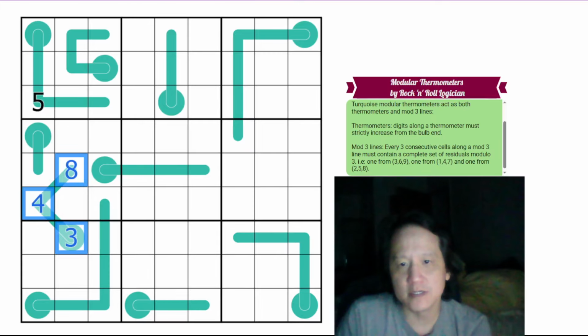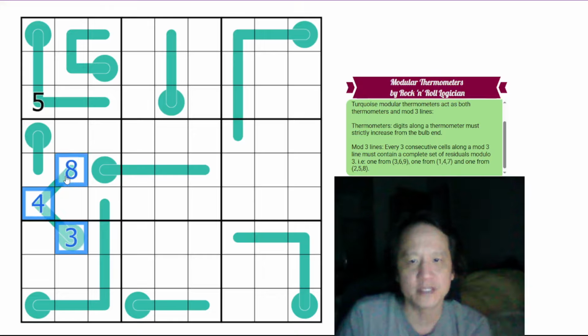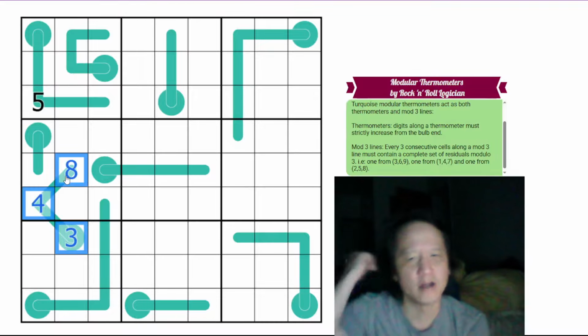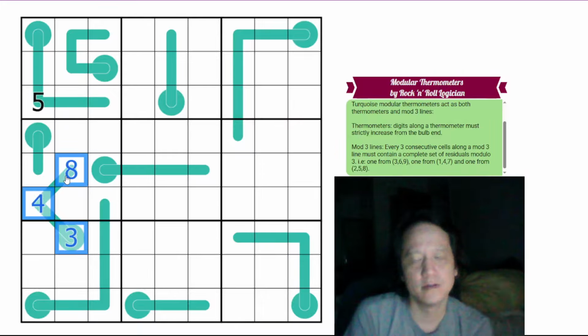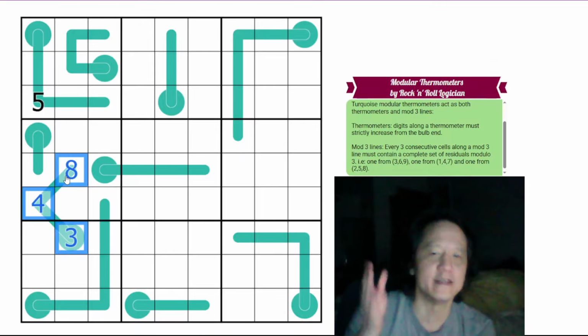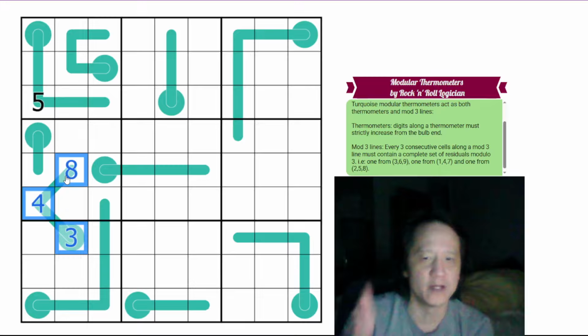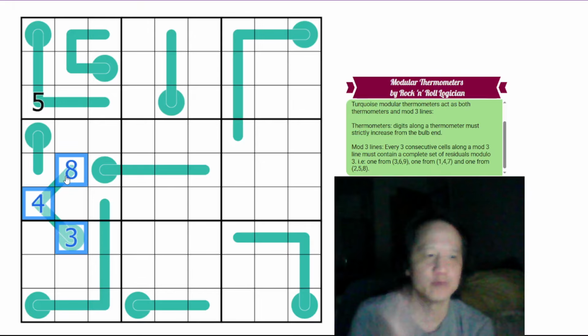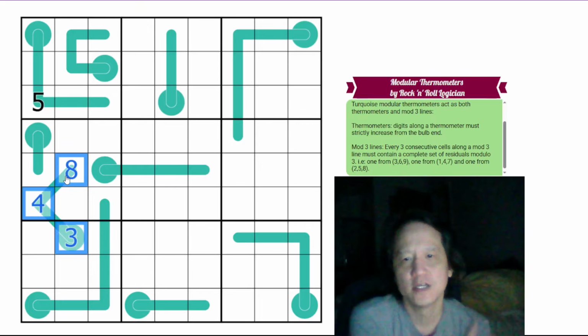So every 3 consecutive cells along a mod 3 line must contain a complete set of residuals. Oh, that's an interesting way of putting it. A complete set. Okay, so he says that one must be from 3, 6, and 9. One must be from 1, 4, 7, and one must be from 2, 5, or 8.